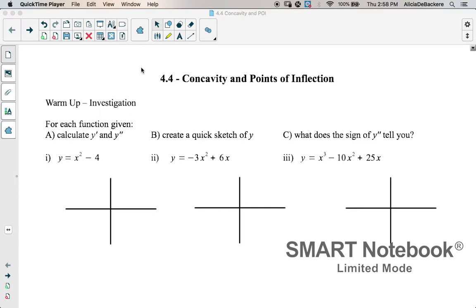Okay, welcome to lesson 4.4. In this lesson, we're learning about concavity and points of inflection, and thankfully it's not as long as lesson 4.3. We're going to start with a little bit of a warm-up.